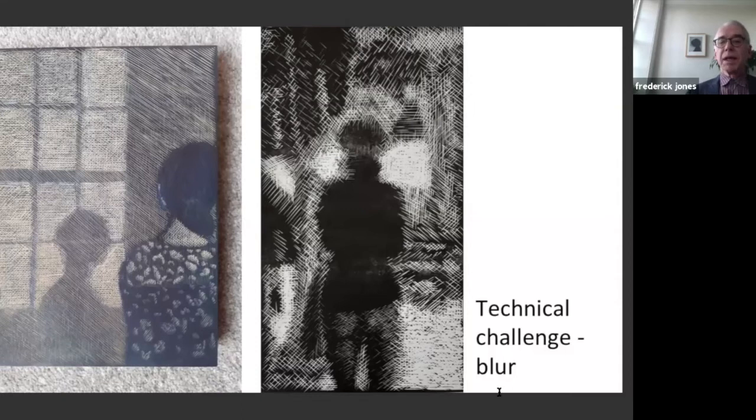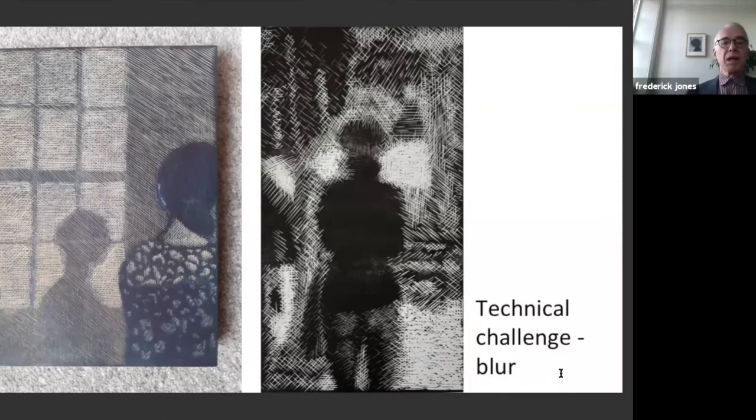The one on the right is a printed wood engraving. That's a figure in Fontainebleau in France. So that's the technical challenge, producing a blurry image with its particular kind of atmosphere.